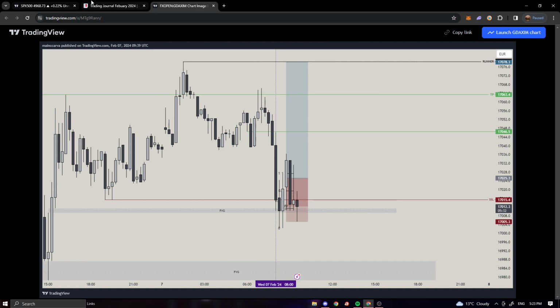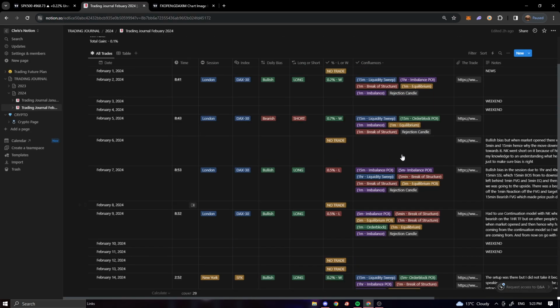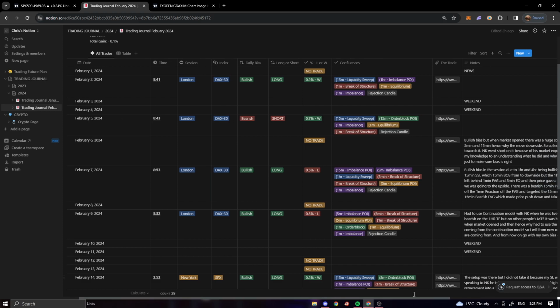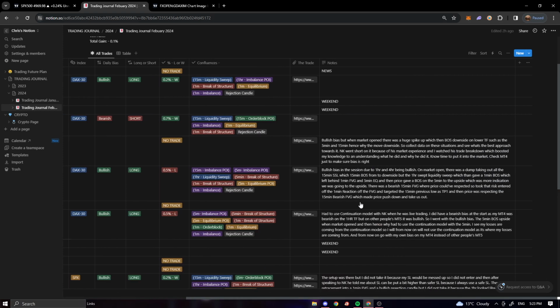So that's the trade. The confluences for that trade were a 15-minute imbalance, 5-minute imbalance, 1 hour liquidity sweep, 5-minute breaker structure, 1-minute breaker structure, 5-minute equilibrium, 1-minute imbalance, and rejection candle. What I've put down in my notes: bullish bias in the session due to 1 hour and 4 hour being bullish. On market open, there was a dump taking out all the 15-minute sell side liquidity, which gave a 15-minute break of structure from the downside, but I was bullish, so I was looking for longs.